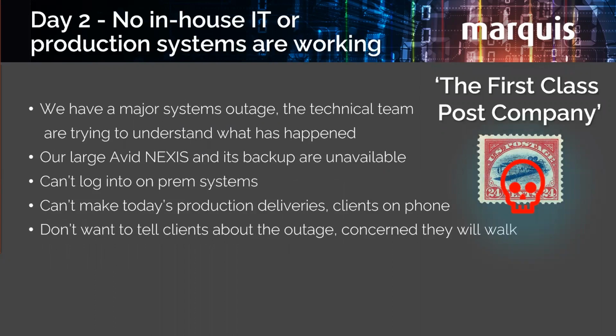So day 2, we've got a major system outage, and we've got a really good tech team. They're trying to understand what's happened. We can't get into the Nexus, and we can't get into its backup. We can't log into the systems on premises, and we can't make today's deliveries. And we had 2 major projects that we wanted delivered, and we've already got the client on the phone. And of course, we don't want people to know that this is happening, because we don't want business that's in the pipeline walking to another facility.